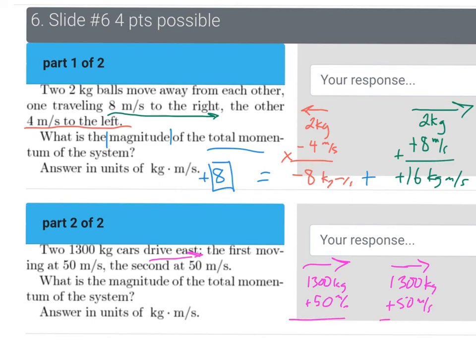So just like what we did before, to find momentum, we're going to multiply these two. And we're going to get a big number for this. 1300 times 50 is going to give me 65,000, which means that the other side is going to be 65,000. To find the total momentum, we will add those, and that's going to give me 130,000. Again, the answer is just the number, no sign.